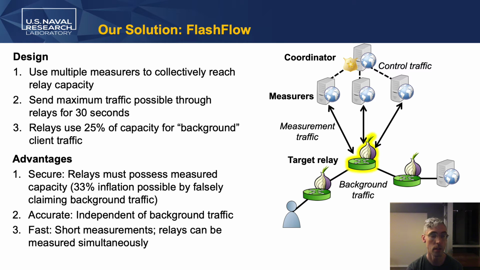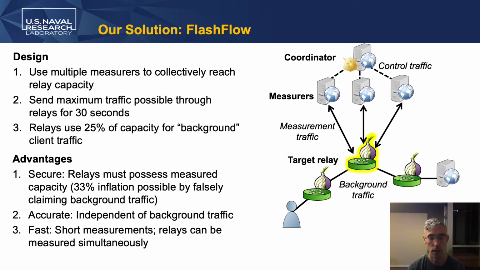Our solution to these problems is a system we designed called FlashFlow. In FlashFlow, measurements are run by a measurement team consisting of a coordinator and a set of measurers. During a measurement, the measurers send as much traffic as they can through a target relay for 30 seconds. And the capacity estimate is taken to be the median speed observed among each of those 30 seconds. Relays also allocate at most 25% of their capacity for background client traffic, that is traffic that is coming from normal Tor users.